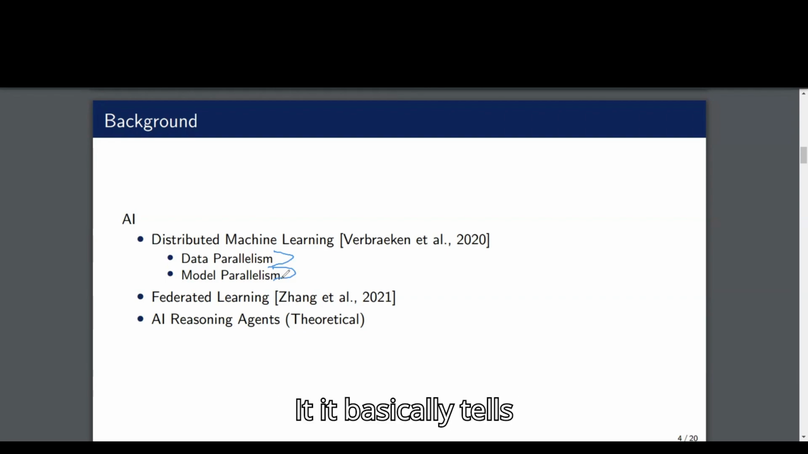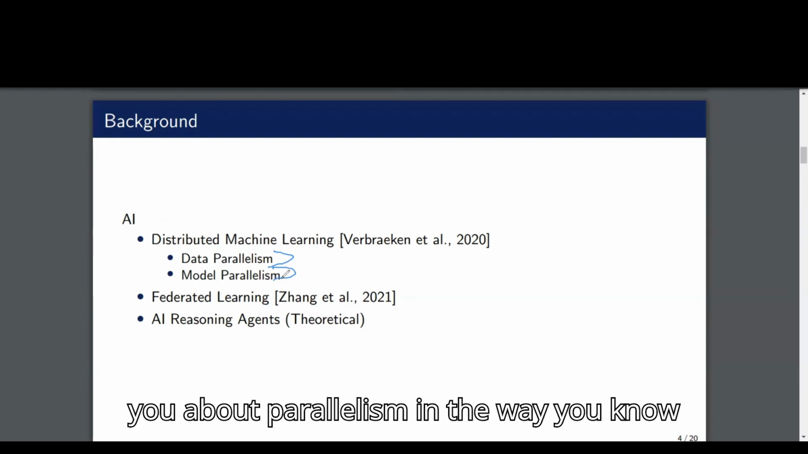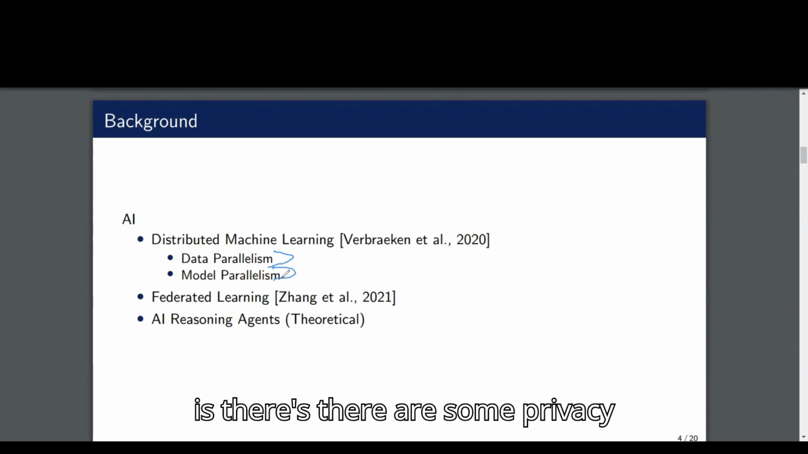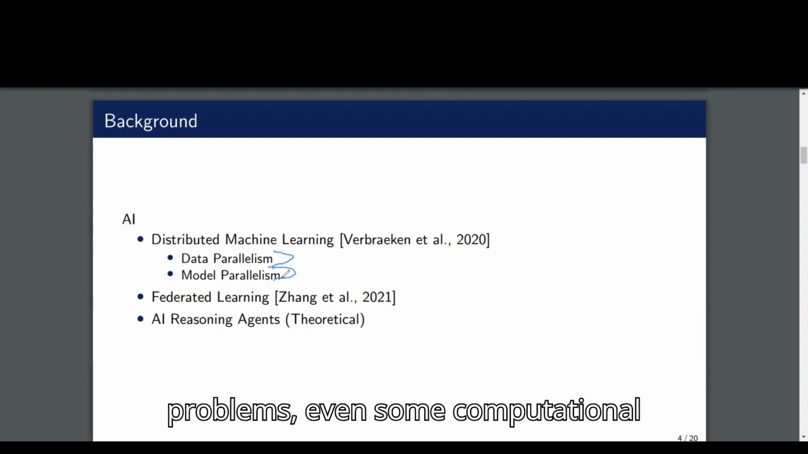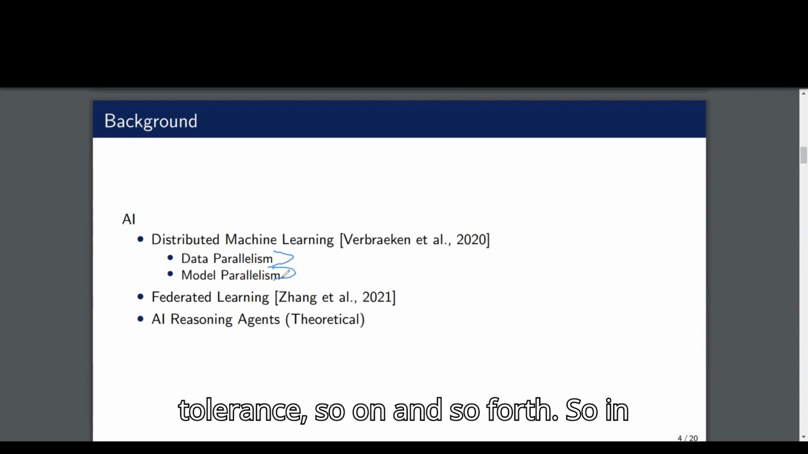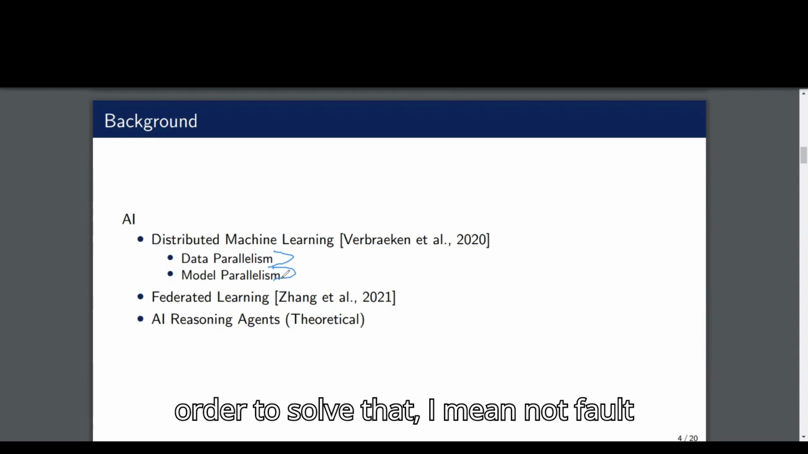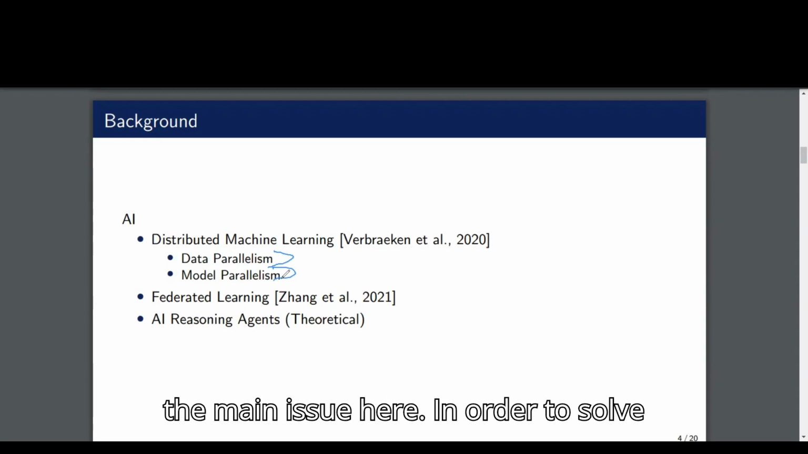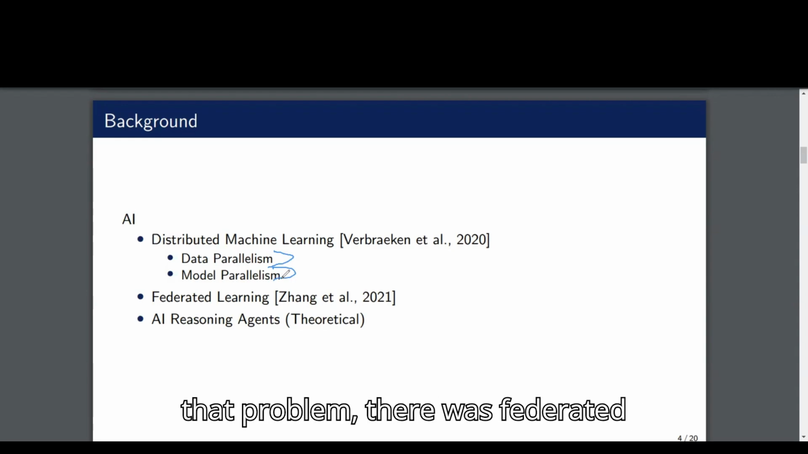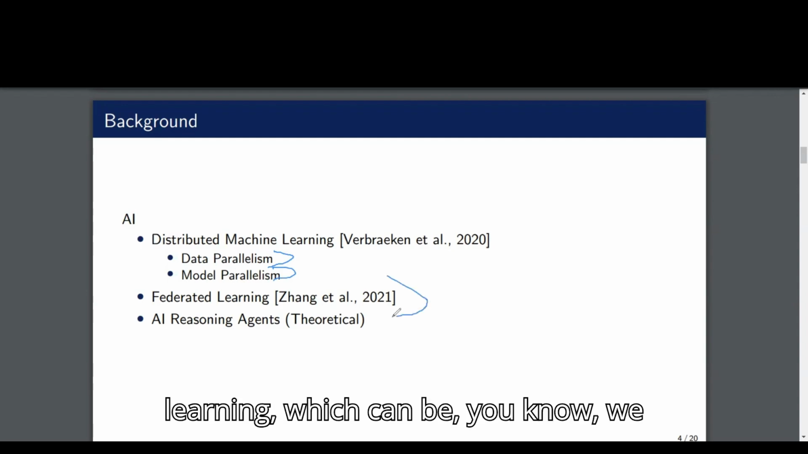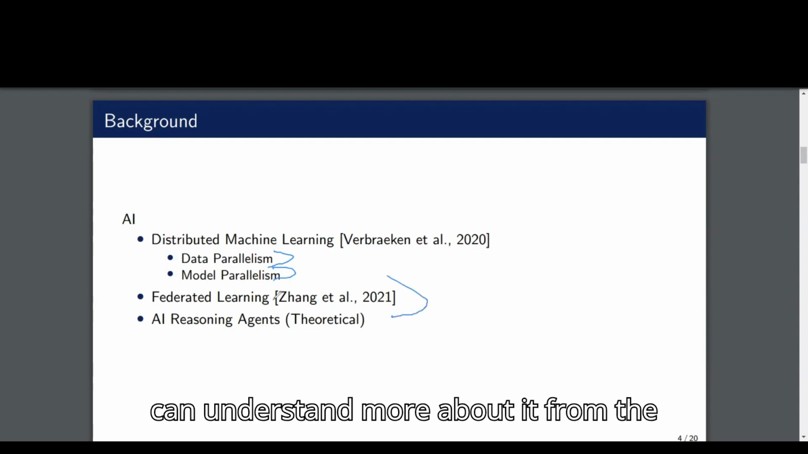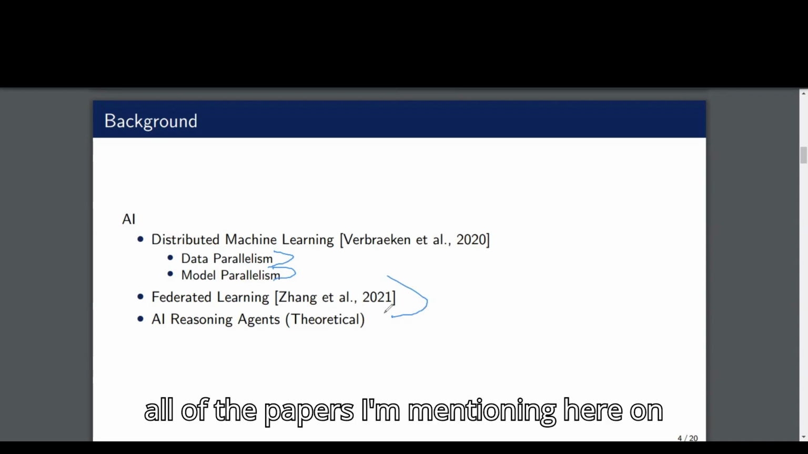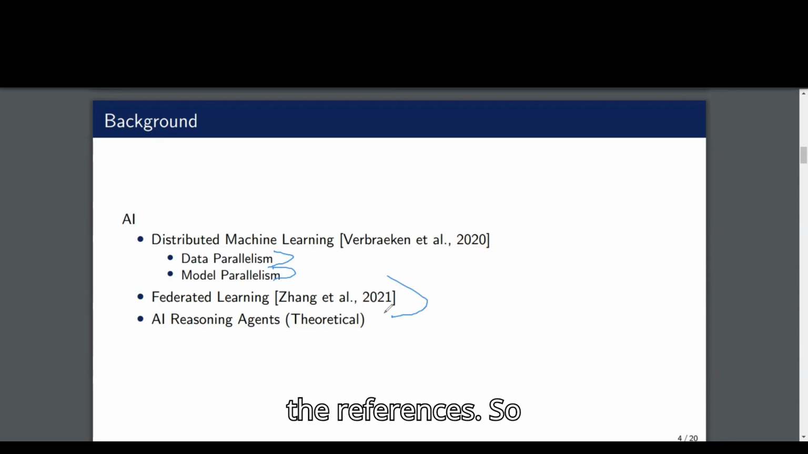Now, this method is fine. It basically tells you about parallelism in the way you know it right now. But there are some privacy problems, even some computational problems as well, and so on and so forth. Privacy was basically the main issue here. In order to solve that problem, there was federated learning, which we can understand more about from the Zhang et al. paper in 2021. All of the papers I'm mentioning here are the references.